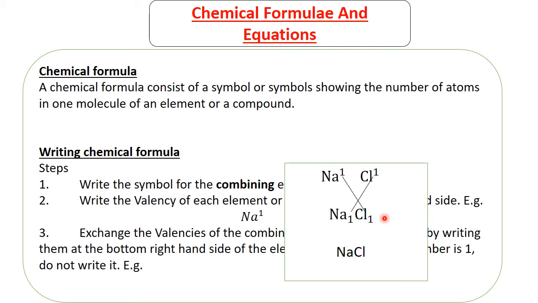So let me just summarize the important point you have to take here. You write the symbols, you put the valences, then you combine the symbols and the valences, you bring them here. The valence for sodium will be here, and the valence for chlorine will be here. When you do that, if the numbers are the same, you can cancel them so that you write without numbers. If they're not the same, you leave them just like that.